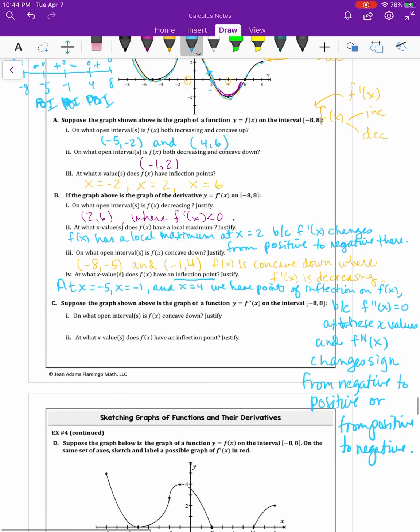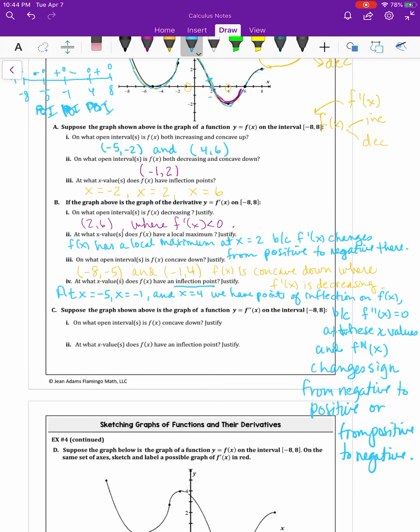Now, you could be more exact if you want to and say, you know, it changes from negative to positive at x equals negative 5 and x equals 4, and it changes from positive to negative at x equals negative 1. Being more specific is fine, just don't be less specific.